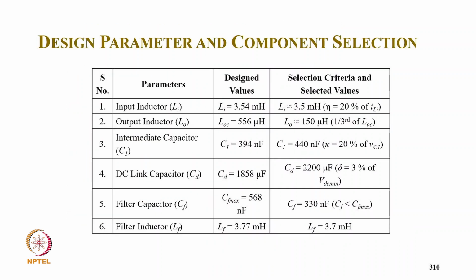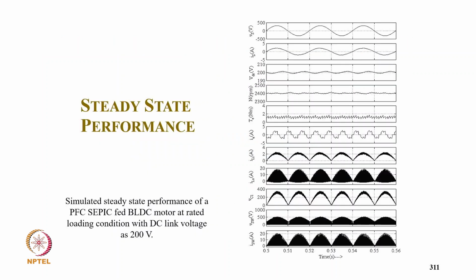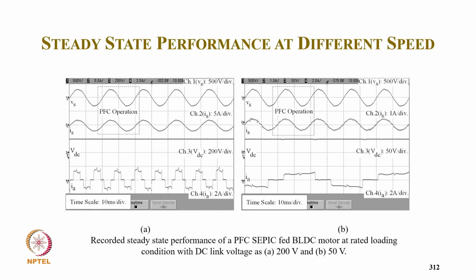So here also we select the output inductor of 150 microhenry, one third of the calculated value, so that the converter operates in discontinuous mode over a wide range of input voltage as well as load variation on the motor or converter. And these are the typical steady state waveforms: supply voltage, supply current, DC link voltage, speed, torque, and reference motor winding current, then the input inductor, the output inductor current is discontinuous as per design, and the capacitor voltage and switch current.